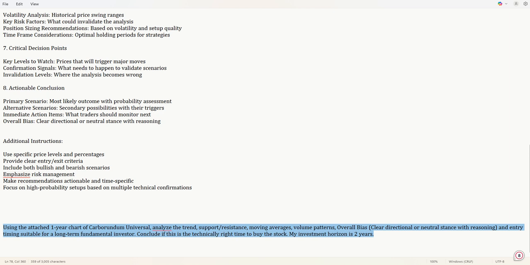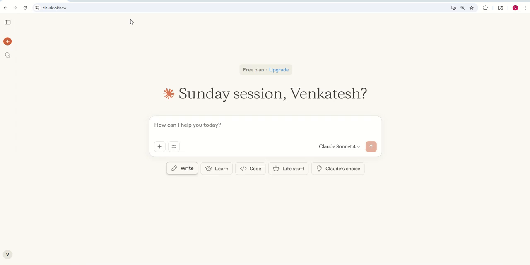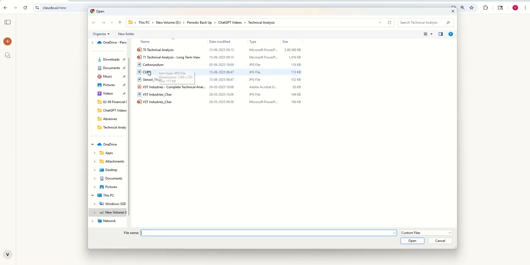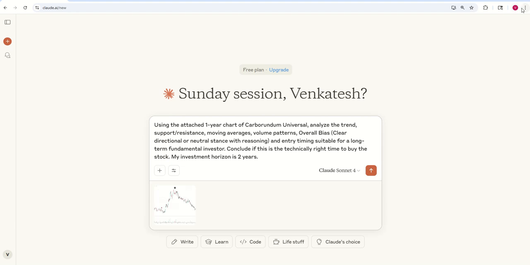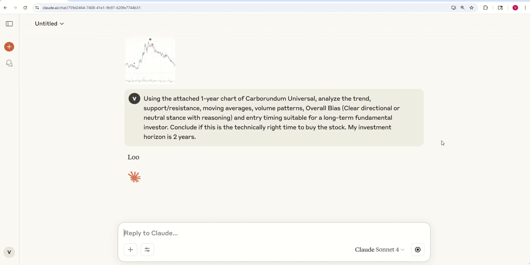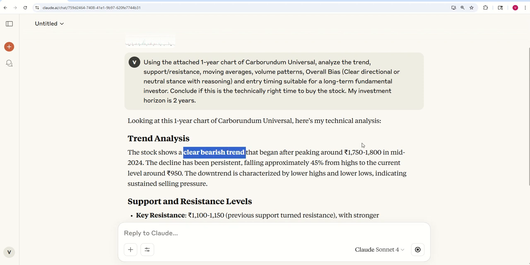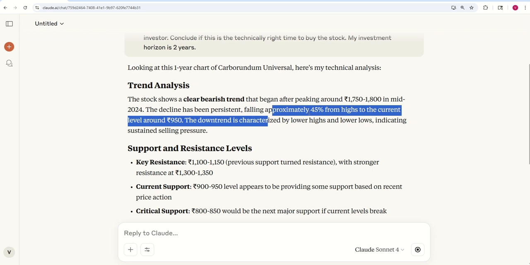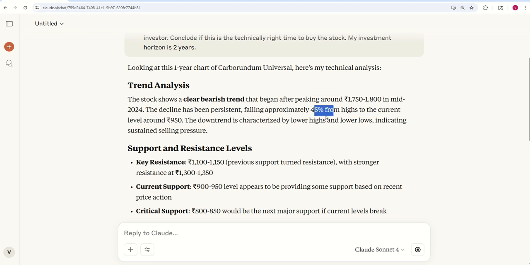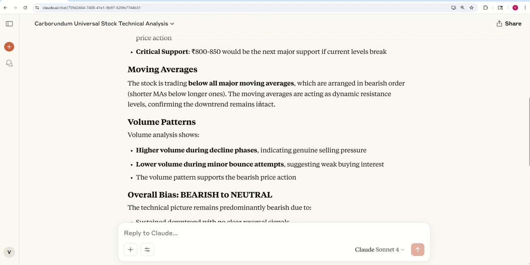So now let us go to the prompting part. I'm uploading the Carborundum 1 year chart. So here goes the prompt. Let us see what happens. There's a clear bearish trend after the peak. There is a fall of around 45% from the recent heights. Key resistance, key support levels, critical support levels, moving averages. Moving averages, I'll have a separate video. For now, you just see only the inferences.